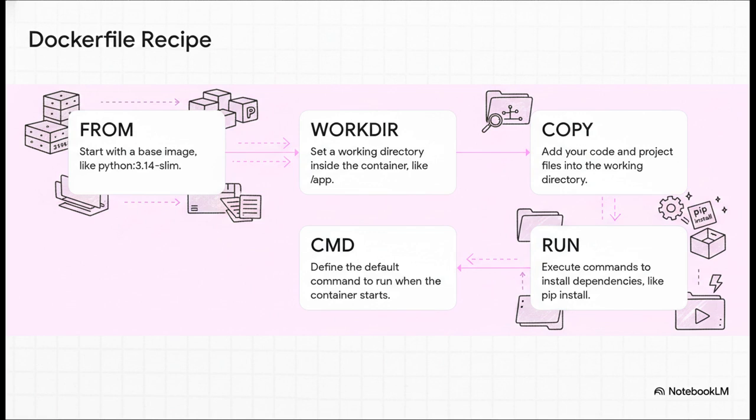You start with FROM, which is like choosing your base ingredient, say a specific version of Python. Then WORKDIR creates a little folder inside the container just for our app. COPY does exactly what it sounds like. It copies our code from our machine into that folder. RUN is for executing commands, like pip install to get all our packages. And finally, CMD tells the container, hey, when you start up, this is the command I want you to run. See, each step just builds right on top of the last one.